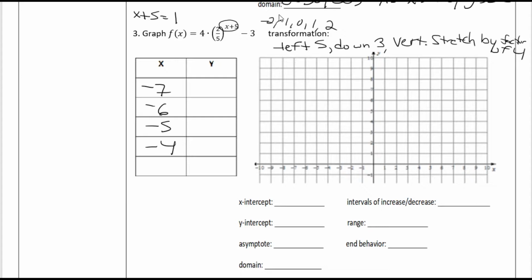Can you see the pattern here? So it's going by ones. So this right here should be -3. And if you do this, you'll always get some kind of pattern. So now we can go ahead and plug it in.